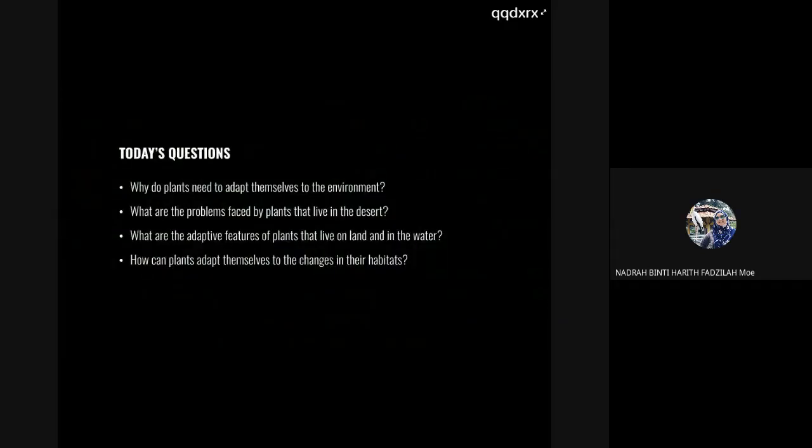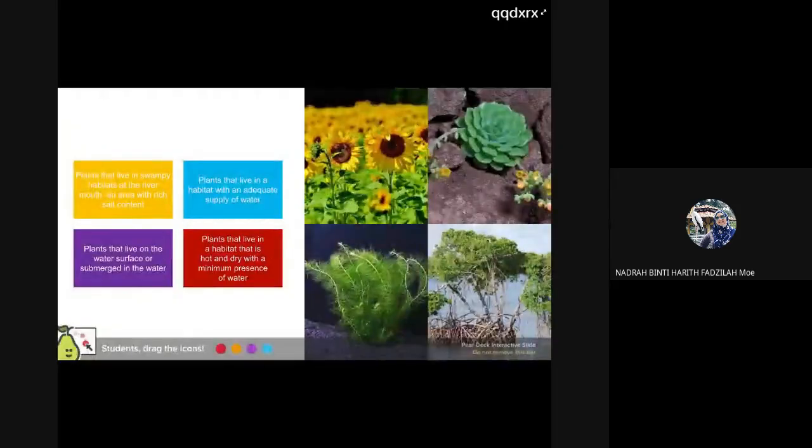These are the 4 questions that we need to address today. And then basically kita kena identify apa dia punya problem dan apa dia punya adaptation untuk hidup dekat habitat yang macam tu. We take a look at adaptation in terms of macam mana nak achieve stability, macam mana nak achieve atau maintain optimal transpiration rate, optimal photosynthesis rate, and how do plants adapt for transport of water and also minerals. So kita pergi ke basic dulu.